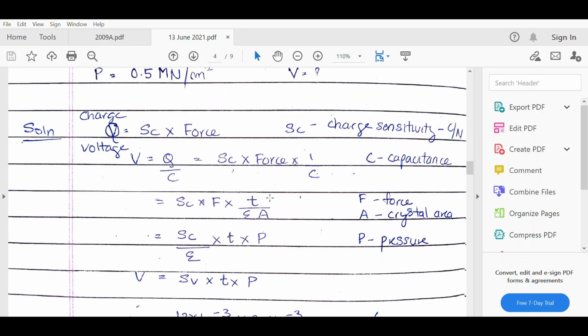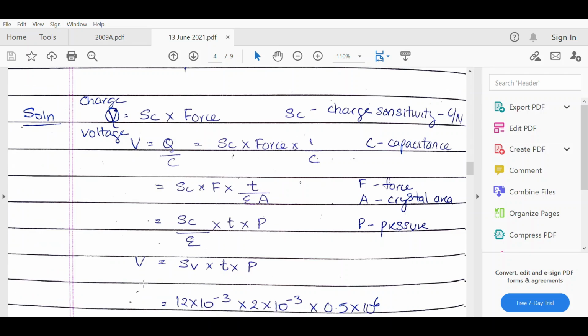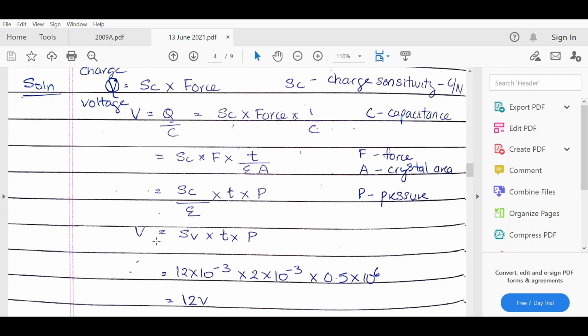Now this force divided by area constitutes the quantity called pressure, and so can be represented by P, and the charge sensitivity divided by the epsilon can be represented as the voltage sensitivity. So the voltage generated in a piezoelectric crystal is equal to the voltage sensitivity multiplied by thickness into the pressure.